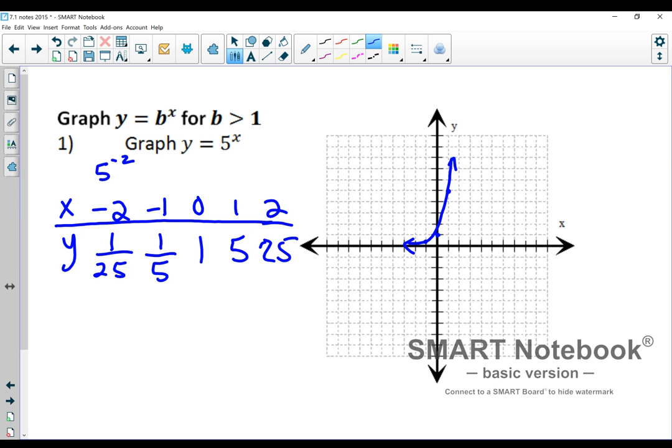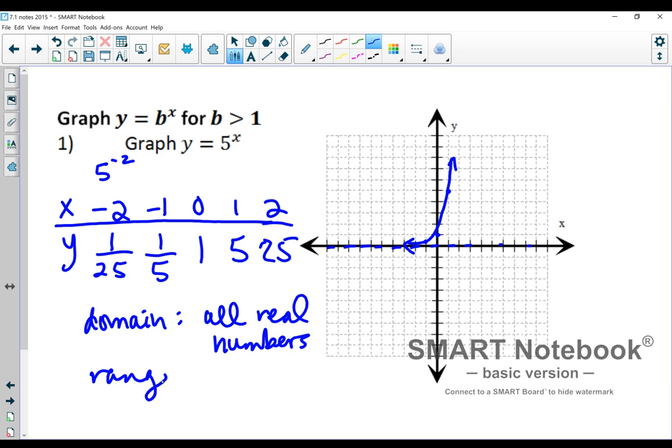And if I was going to add in my domain and range, I'll notice that my domain again is all real numbers. And my range again, I have that asymptote along that x-axis. So my range is once again going to be y greater than 0.